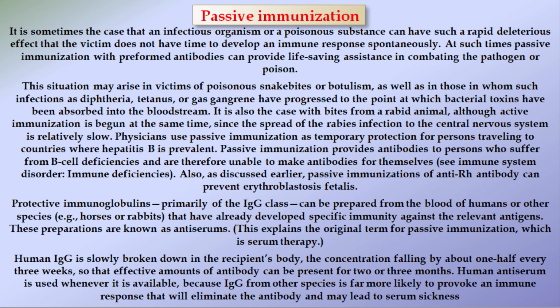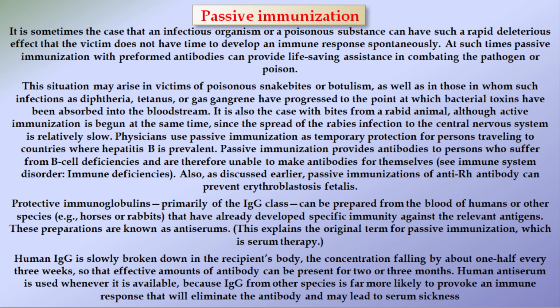Although active immunization is begun at the same time, since the spread of the rabies infection to the central nervous system is relatively slow. Physicians use passive immunization as temporary protection for persons traveling to countries where hepatitis B is prevalent. Passive immunization provides antibodies to persons who suffer from B-cell deficiencies and are therefore unable to make antibodies for themselves. See immune system disorder, immune deficiencies. Also, as discussed earlier, passive immunizations of anti-Rh antibody can prevent erythroblastosis fetalis.